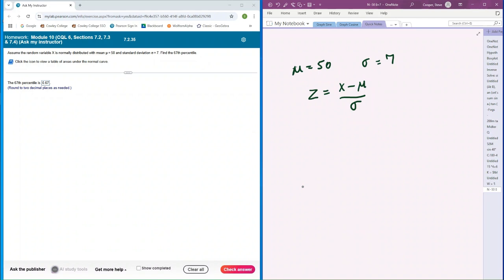So if I click on this, I want the 67th percentile, so that's where 67% are contained in that value, at or below that value. So what we're looking for is a z-score whose area to the left is 67%. So it's kind of like this.